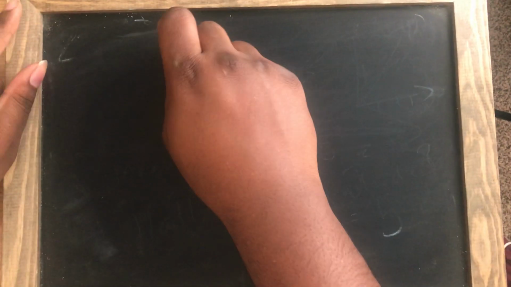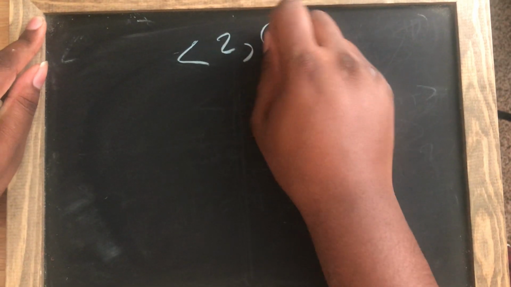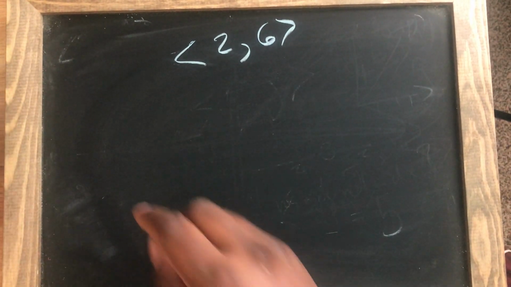All right, last but not least, well, actually, before I move on, let's do one more problem. Let's say that you're given, I don't know, ⟨2, 6⟩ as the vector. What's the magnitude?